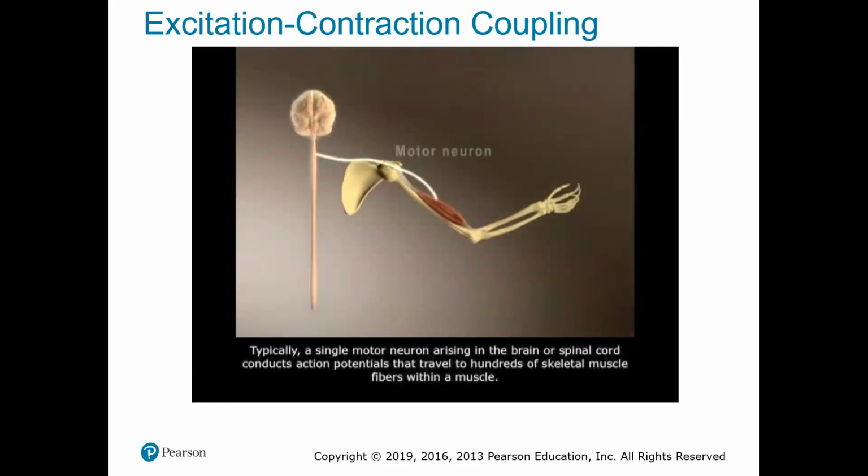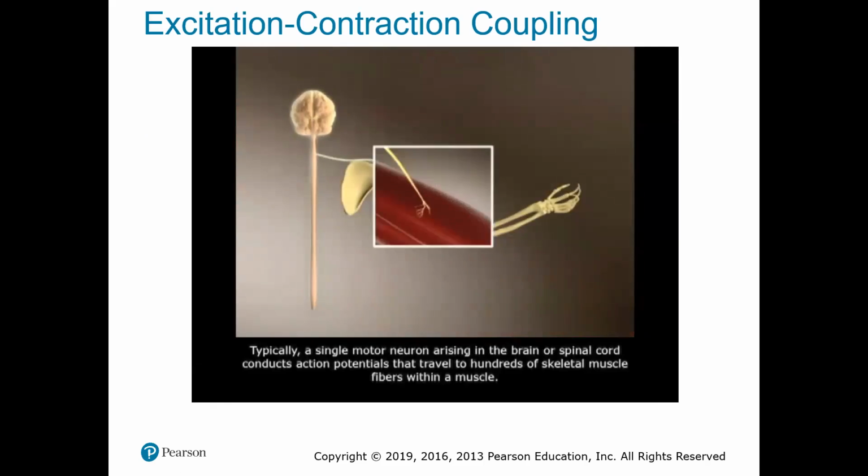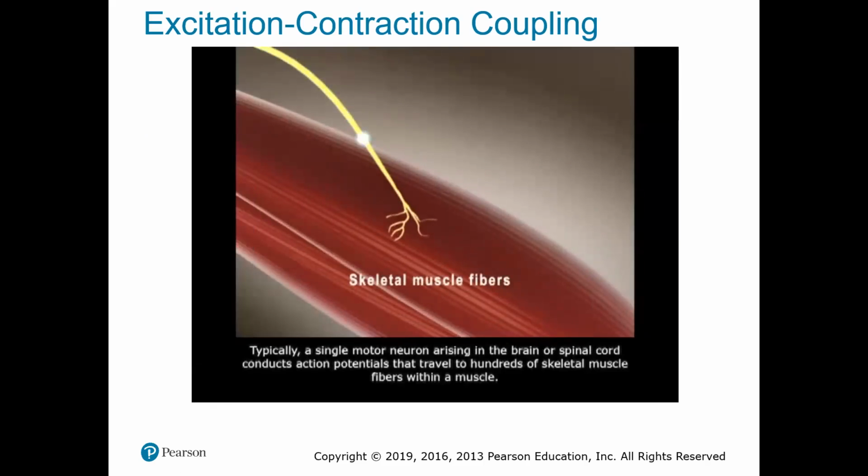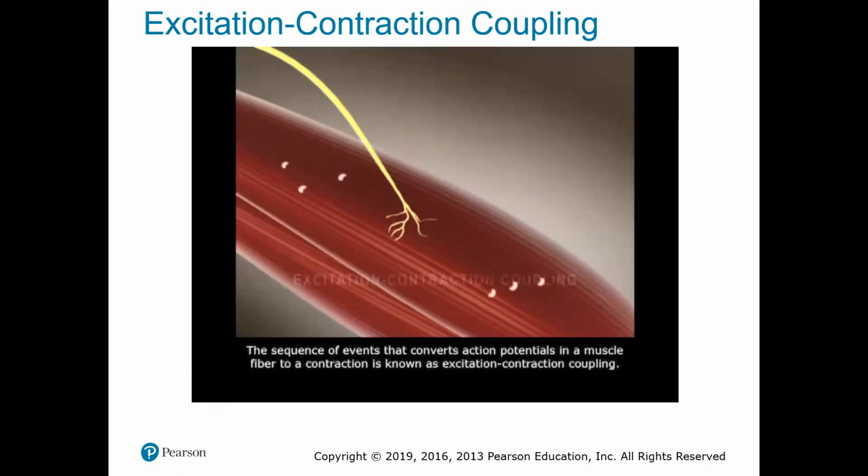Typically, a single motor neuron arising in the brain or spinal cord conducts action potentials that travel to hundreds of skeletal muscle fibers within the muscle. The sequence of events that converts action potentials in a muscle fiber to a contraction is known as excitation-contraction coupling.